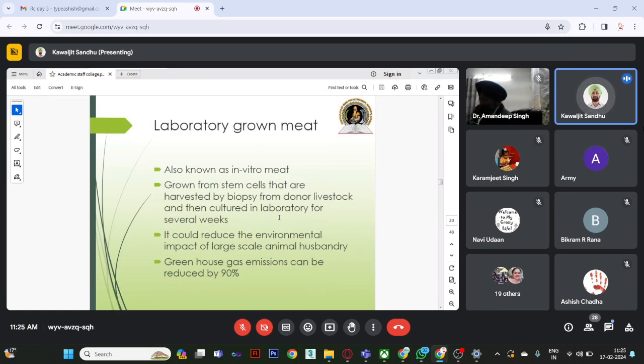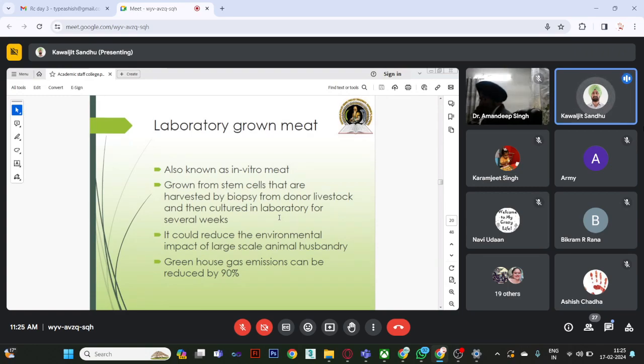Then we have lab grown meat, because we are not able to match livestock production with increasing population, and livestock also contribute a lot to greenhouse gas emissions. So what scientists are now doing is growing stem cells harvested from livestock, and they are then culturing those in the laboratory for several weeks, and this will result in the formation of lab grown meat.